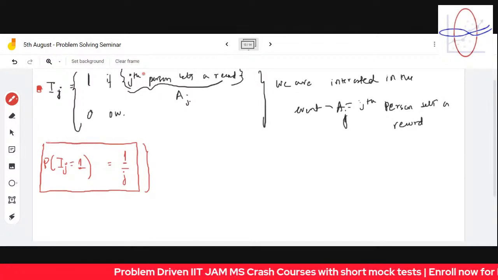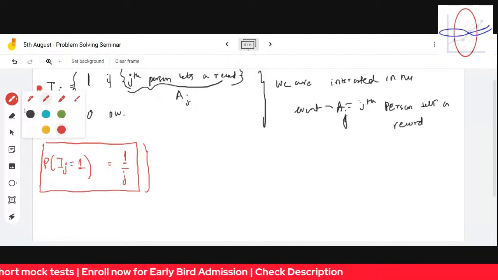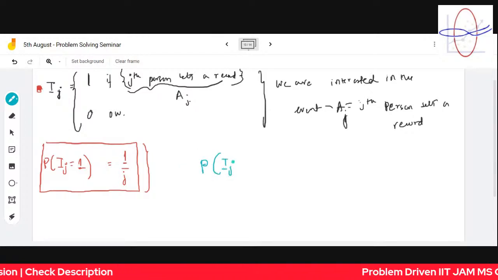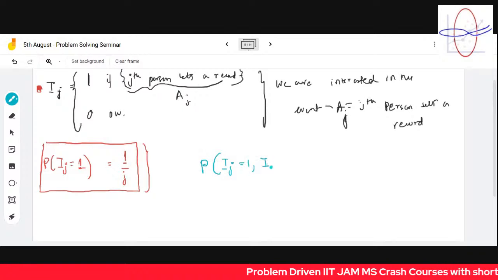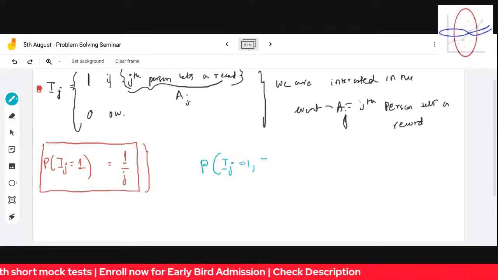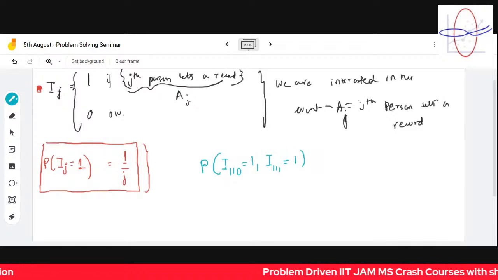Okay? Very good. So what's next? We need to now check that what? Here the given thing is that it's told that I j is equal to 1 and I j plus 1 is equal to 1, that both j and j plus 1 are setting the record. Rather, here it's actually I 110 is equal to 1 and I 111 is equal to 1. Okay, this is what they're asking for.